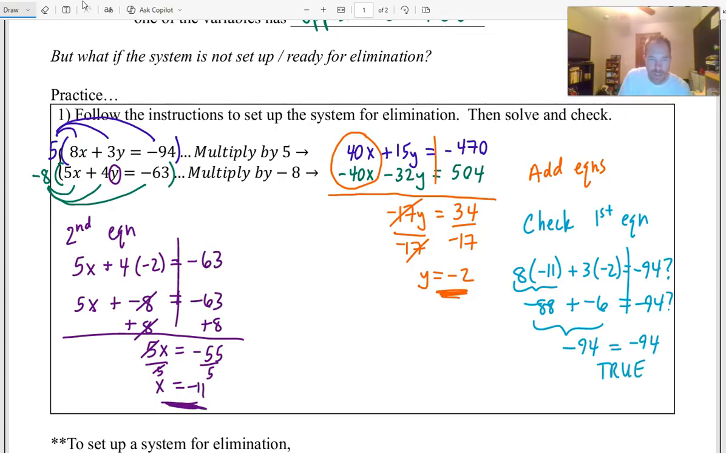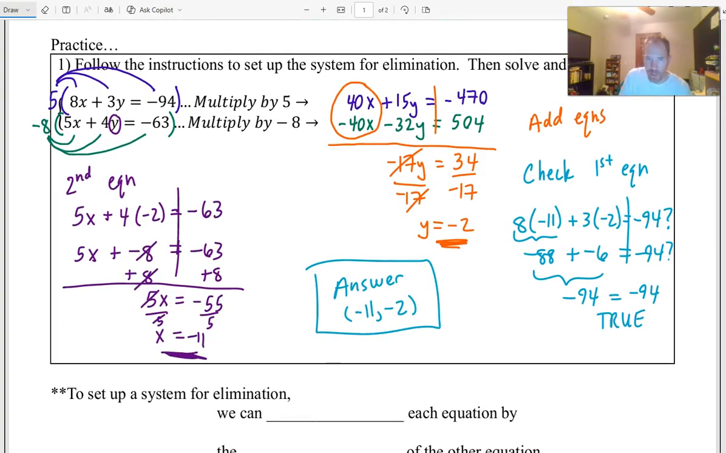So yeah, I'll just write my answer clearly here. And I'll do the coordinates, the ordered pair. So x is negative 11, comma y is negative 2. And we are done with that one. Okay. So scroll down here a little bit.